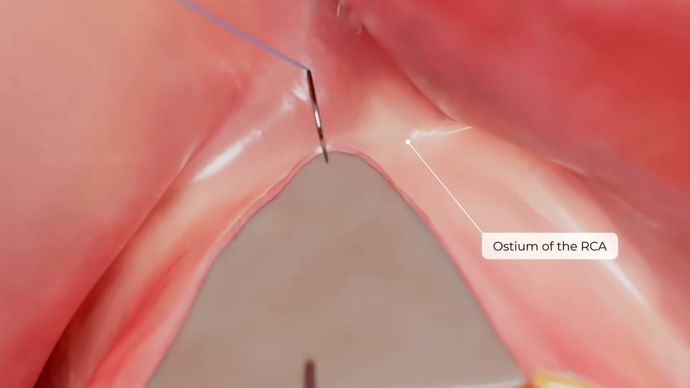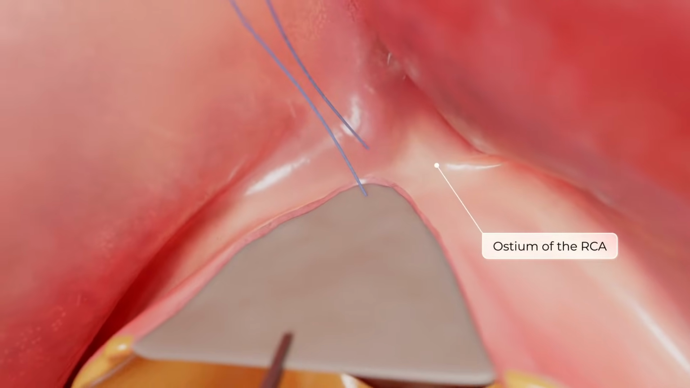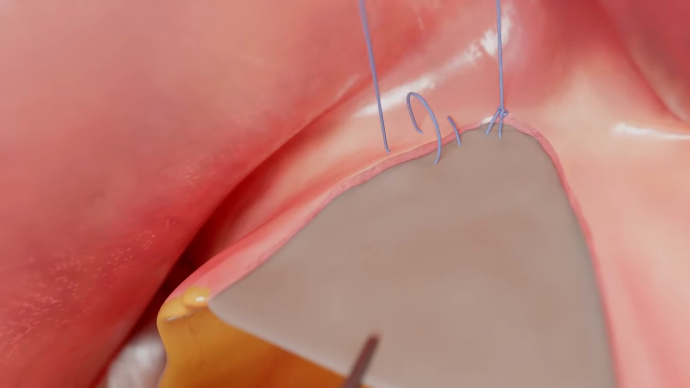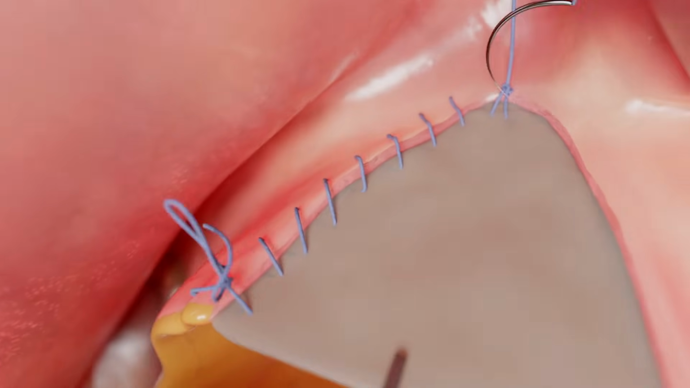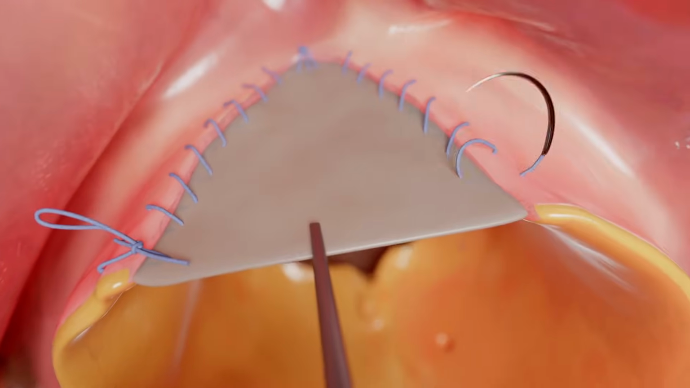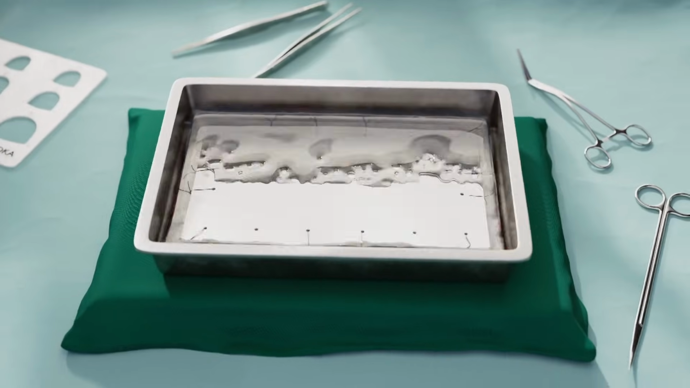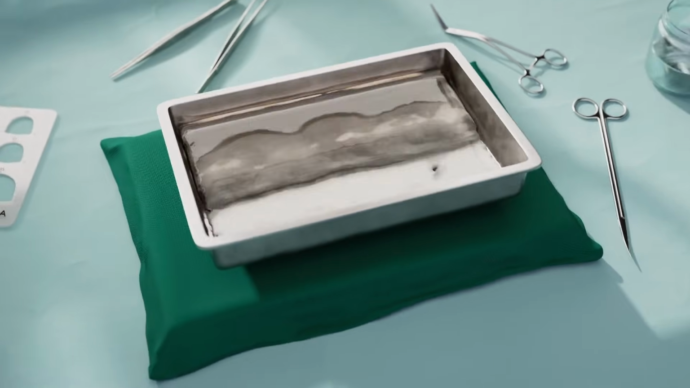The patch is sutured to the base of the sinus, and the suture line is then continued upward along the aortic incision. The upper edge of the patch is secured at the level of the sinotubular junction. Once the repair is complete, the measurements are repeated. The enlarged sinus is now comparable in size to the other two.